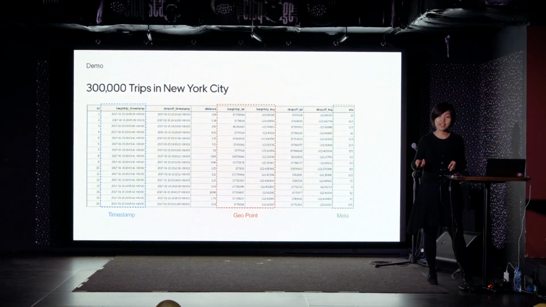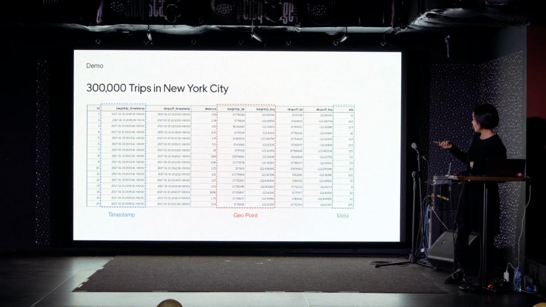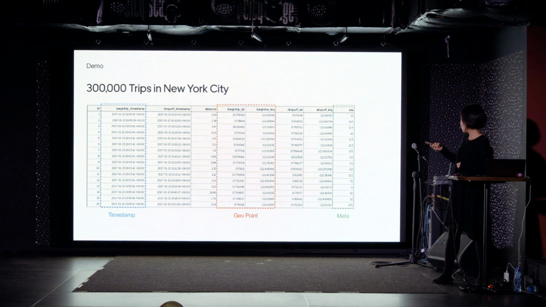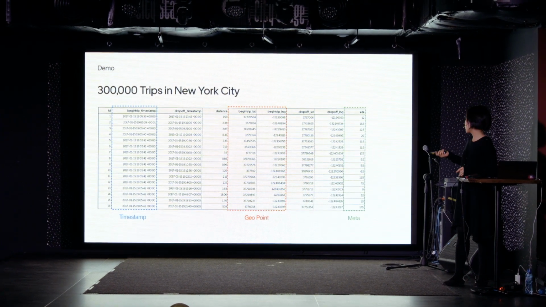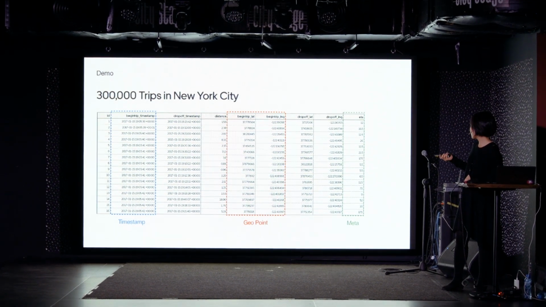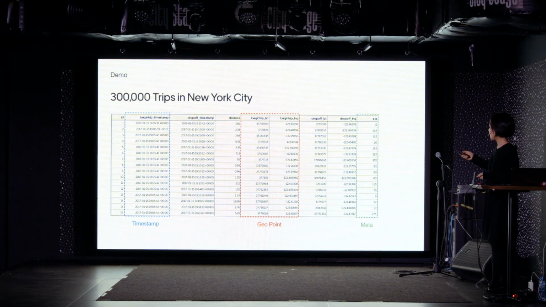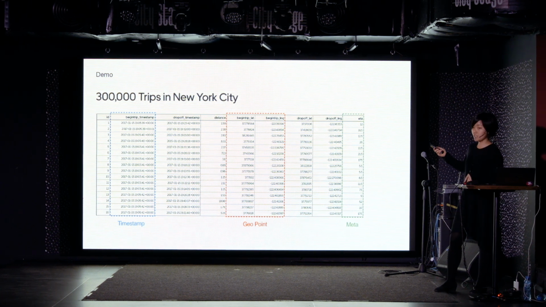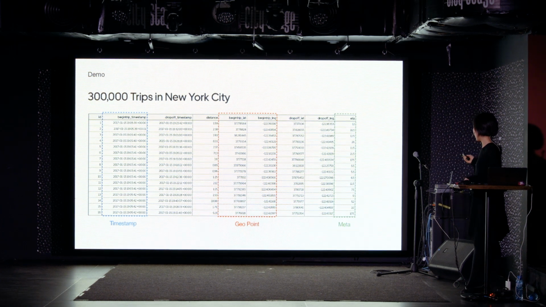In order to showcase how Kepler works in action, I'm going to show a demo of inputting this New York taxi trip dataset into Kepler. This is a dataset that contains about 300,000 trips. As you can see, the columns include a timestamp column and a geopoint column, including the beginning point and end point of the trip. There are also several metadata columns.